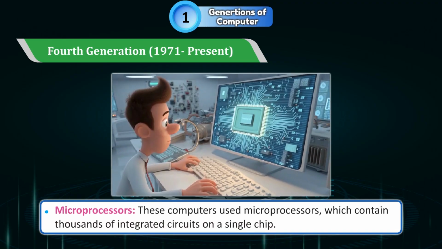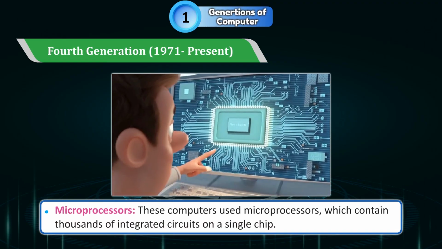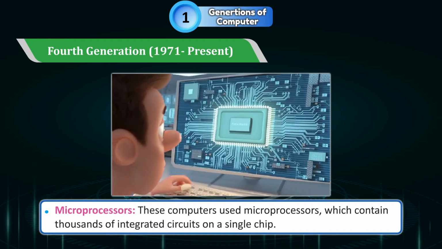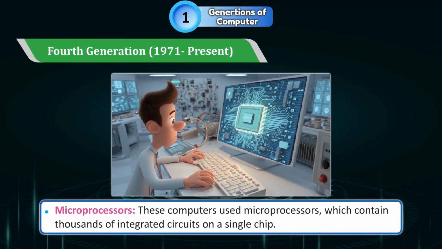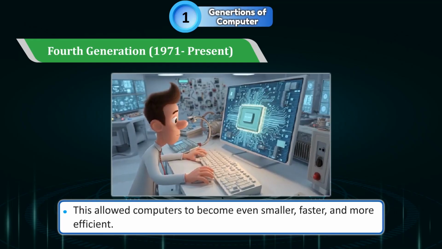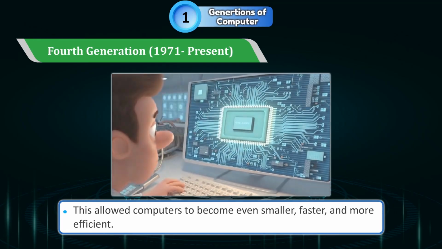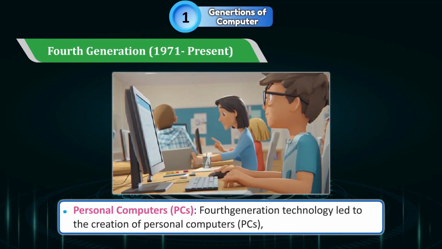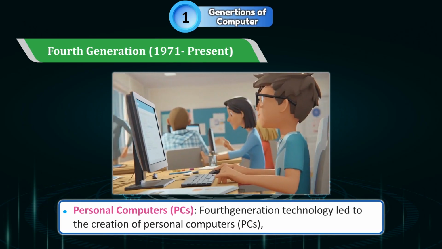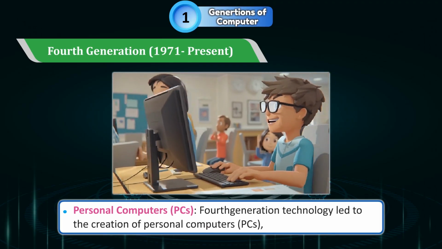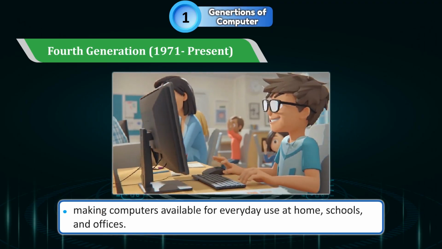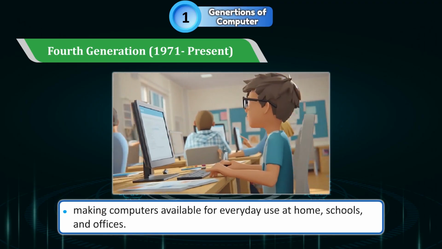Microprocessors. These computers used microprocessors which contained thousands of integrated circuits on a single chip. This allowed computers to become even smaller, faster, and more efficient. Personal computers, PCs. Fourth generation technology led to the creation of personal computers, PCs, making computers available for everyday use at home, schools, and offices.